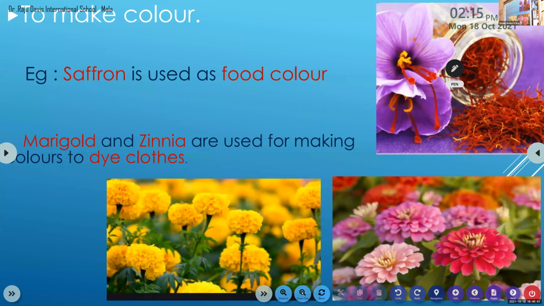And another thing, ma'am, they will put the essence of that flower. Yes, essence also, but not the natural essence, they use chemicals.